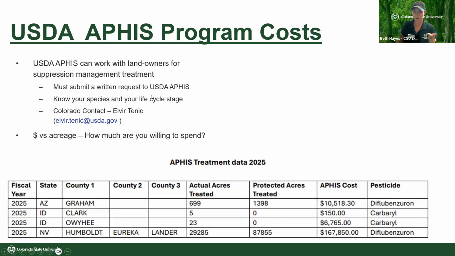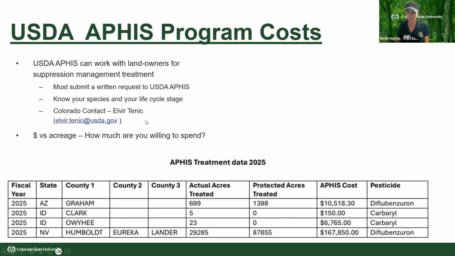They can tell you whether your area is one they can or cannot spray. But you have to submit a written request to them early. You have to be able to identify your species and then know your life cycle stage. If it meets the requirements they're looking for, then they will agree to do the program for you and come and spray for property management. But it's really based off acreage.